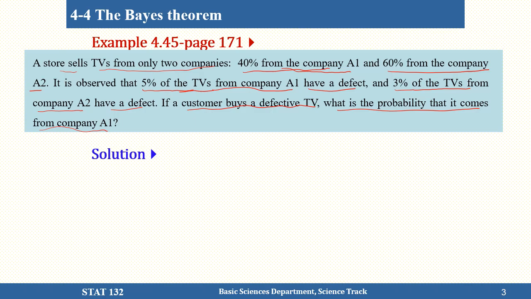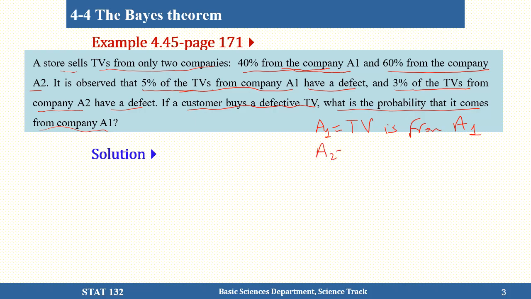Now let's try to list what is given to us. So there are some events here. One is, let's say this is A sub 1, and let's define it. The event that the TV is from A1.